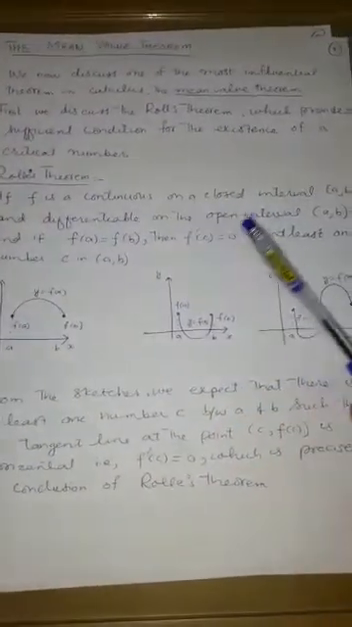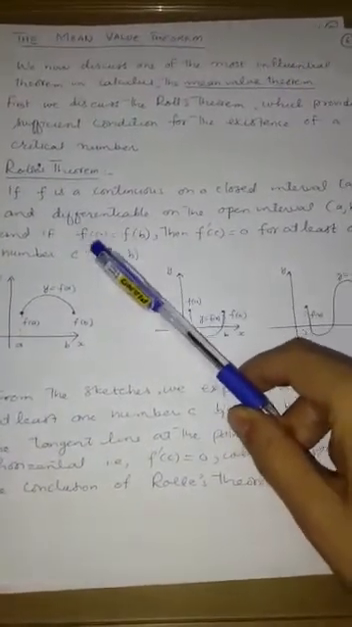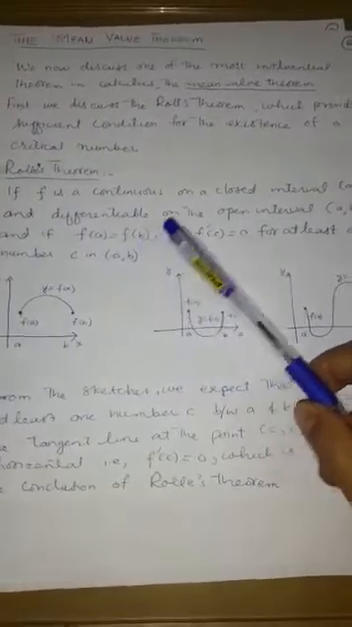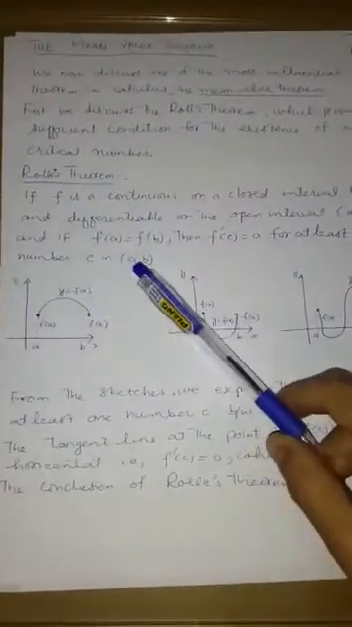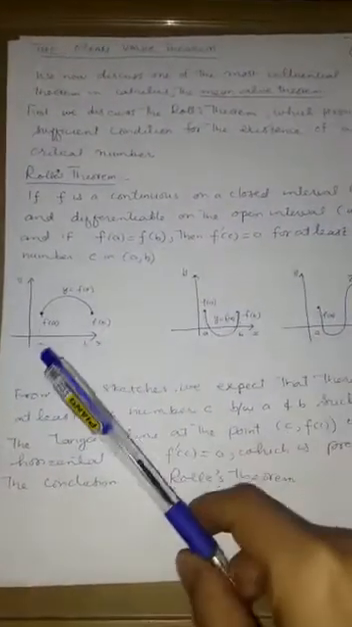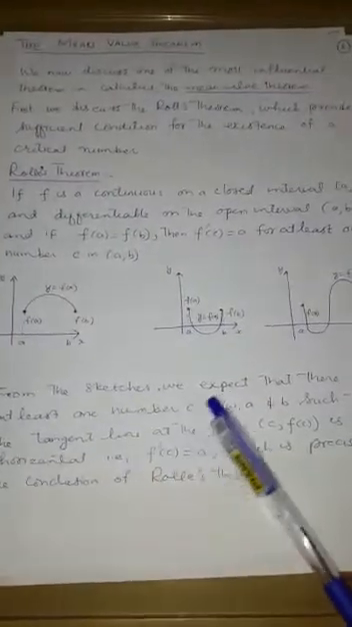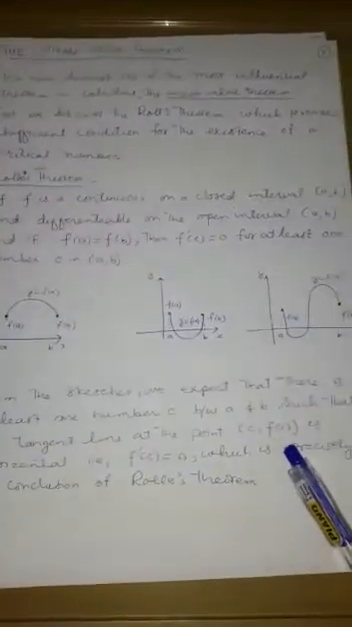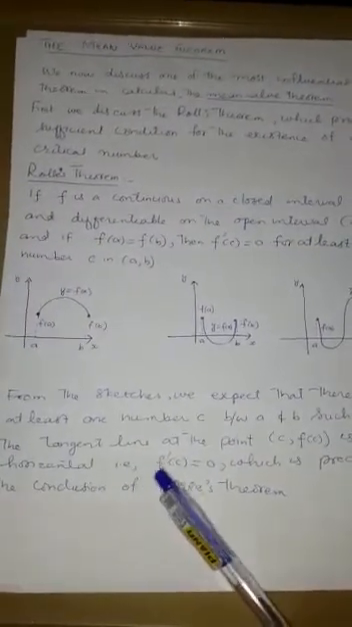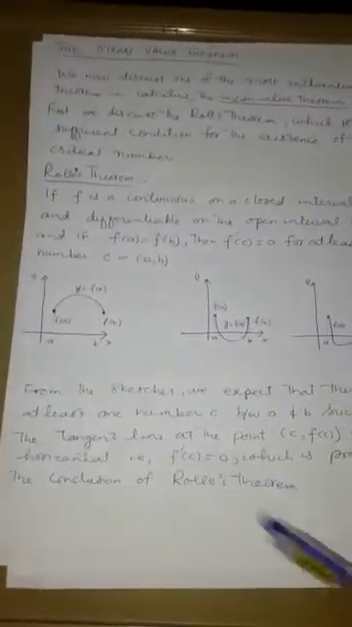it is differentiable on the open interval (a, b), and the endpoint values are equal, f of a equals f of b, then f prime of c equals 0 for at least one number c in the interval. Here we sketch three different diagrams, and from these sketches we expect that there is at least one number c between a and b such that the tangent line at the point (c, f of c) is horizontal, that is, f prime of c equals 0, which is precisely the conclusion of Rolle's theorem.